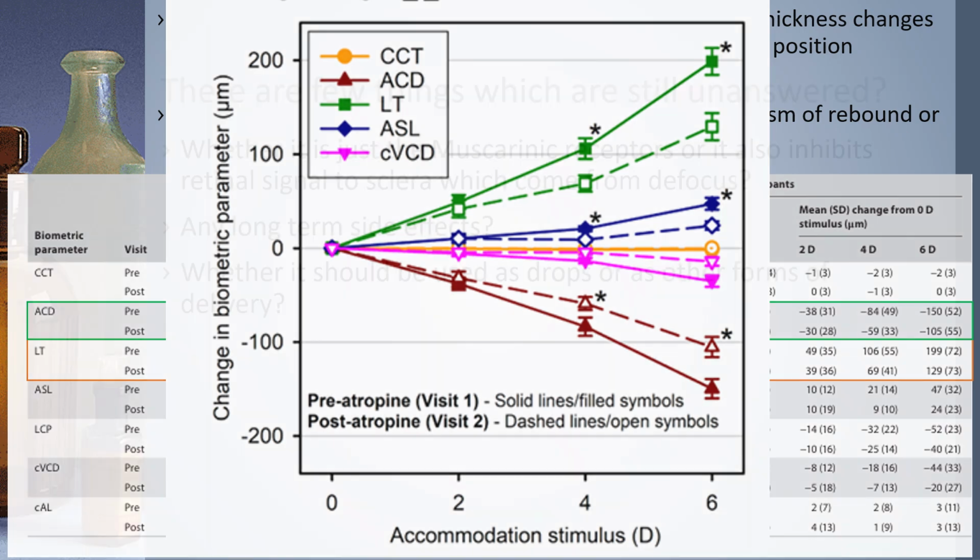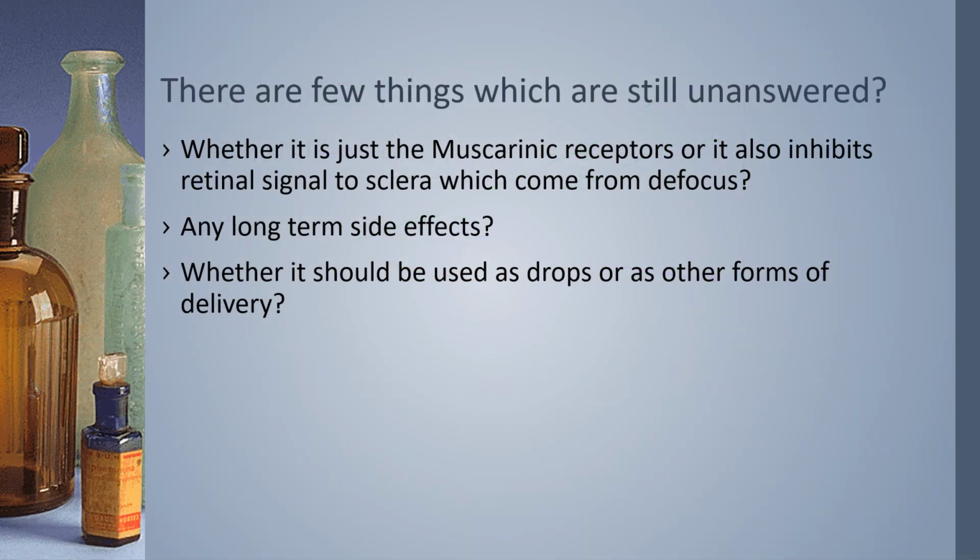In spite of all these theories, there are still a few things which remain unanswered: whether it is truly the muscarinic receptors, or whether it inhibits the choroidal thinning, or actually increases the choroidal thickness, which is coming from defocus signals to retina, signals to sclera, or whether it is directly going towards scleral fibroblasts.